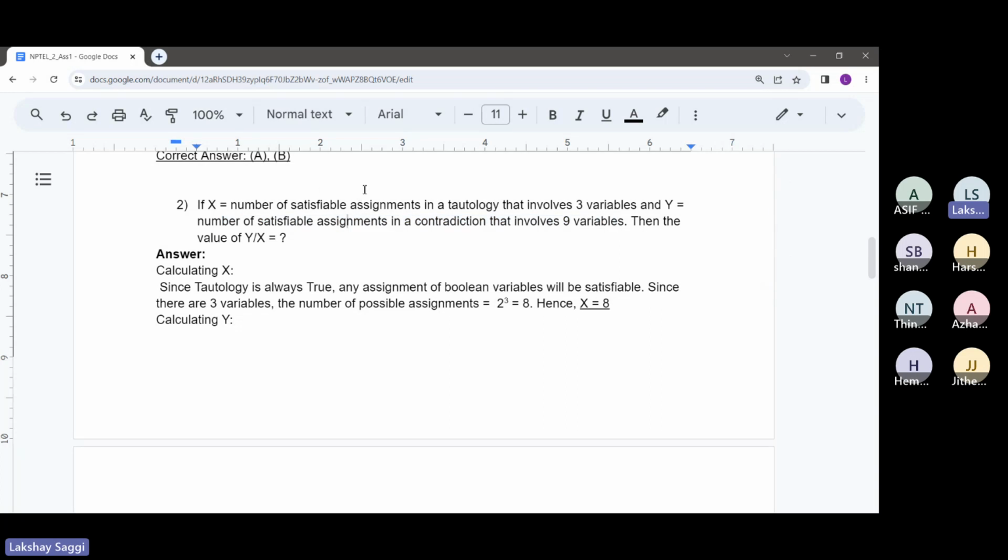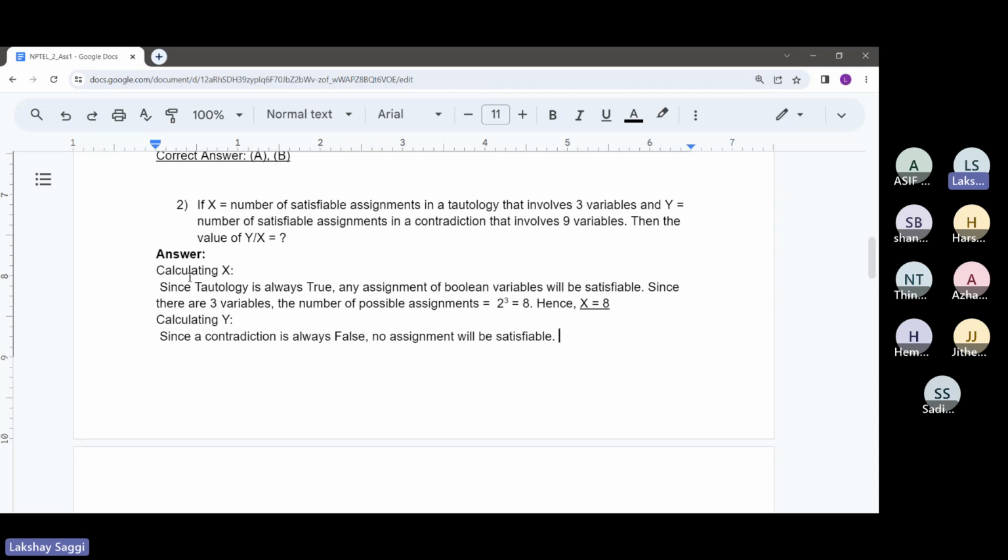A contradiction is an expression which is always false, irrespective of the Boolean assignment. So maybe I'll cover this one. Since a contradiction is always false, what this means is that no assignment of Boolean variables will be satisfiable, because an assignment is satisfiable if the expression resolves to true in that assignment. But a contradiction is always false, so no assignment will resolve to true, and so no assignment will be satisfiable.